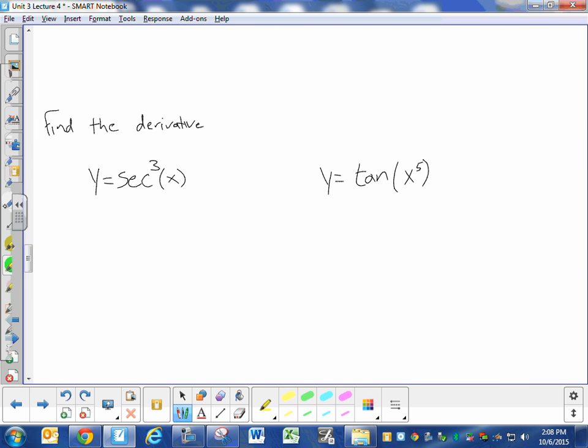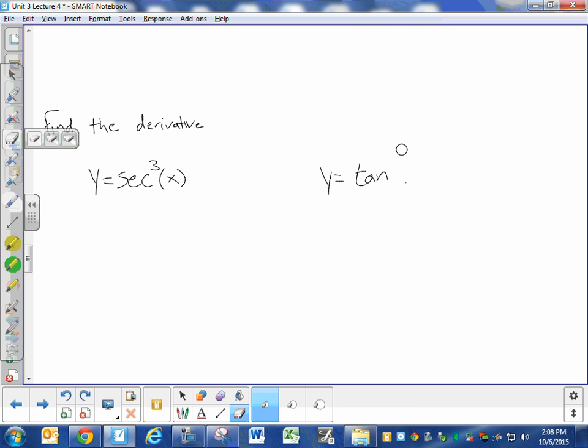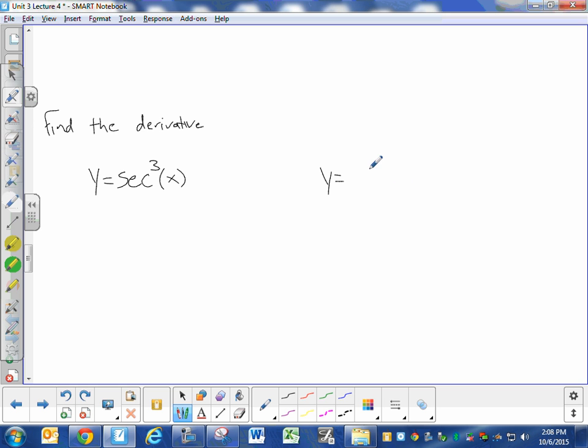Okay? Let's look at 2 ones using secant. I want to get rid of this tangent. Let's have secant cubed of x, and let's have the secant of x squared plus 4x. There. Go ahead and find the derivatives. The first thing I would do is to rewrite using parentheses, as many as I can.